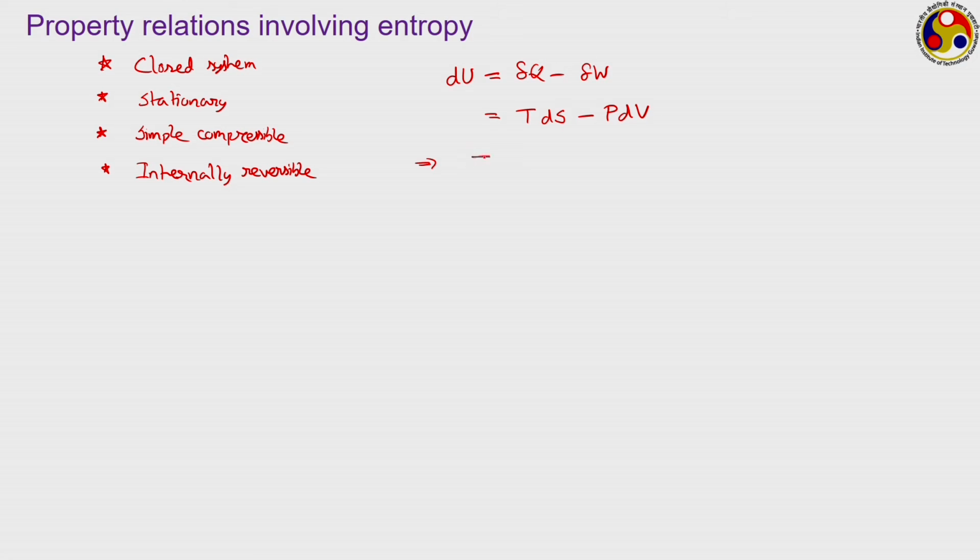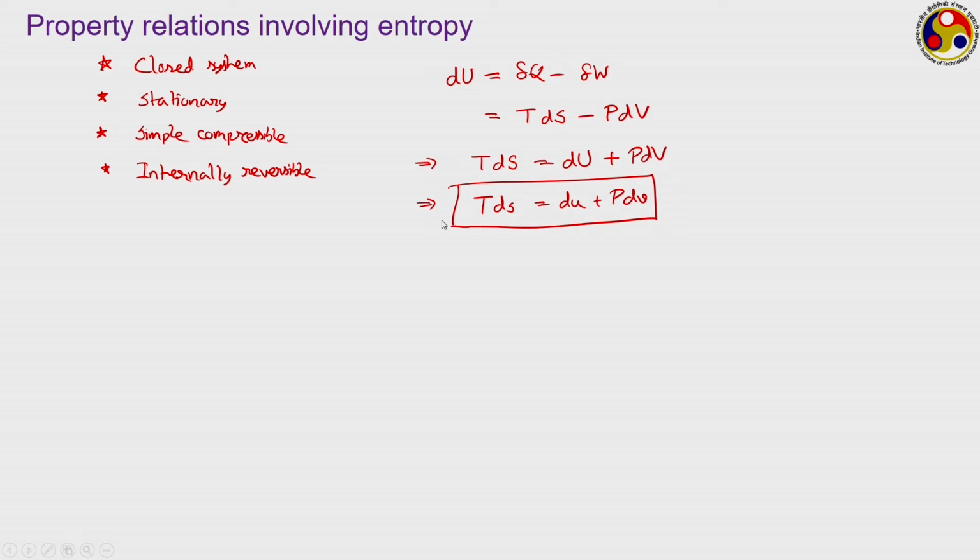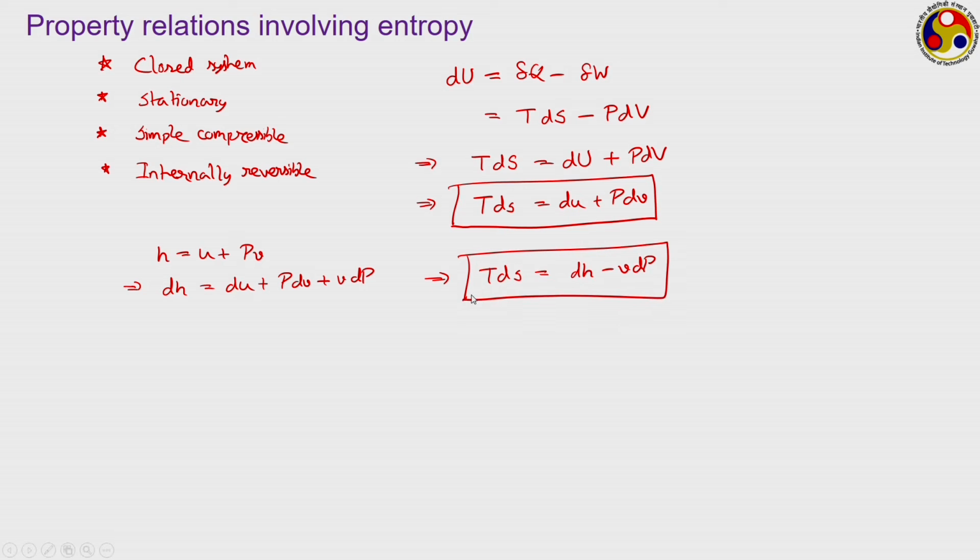That is, we can write T ds is equal to du plus P dV, or dividing everything by mass, T d small s is equal to d small u plus P d small v. This is called the first TdS equation or the Gibbs equation. Again, we know that H is equal to u plus Pv, or dH is equal to du plus P dV plus V dP. So, if we make use of that in the previous TdS equation, we can write TdS is equal to du plus P dV replaced by dH minus V dP. So, this is the second TdS equation or second Gibbs equation.